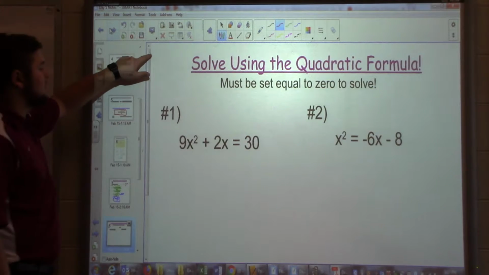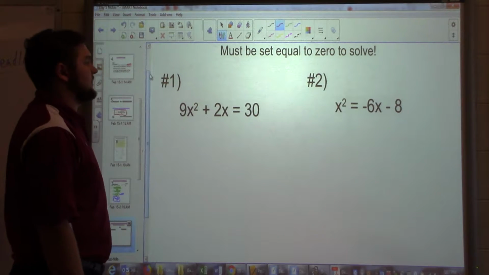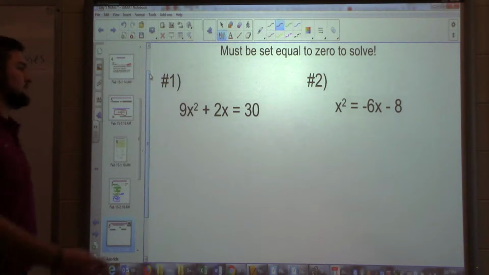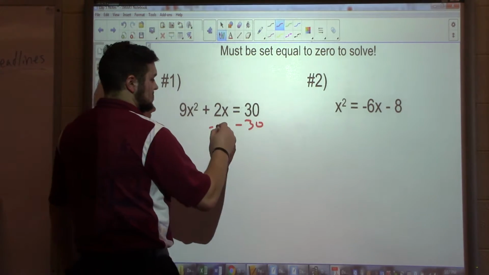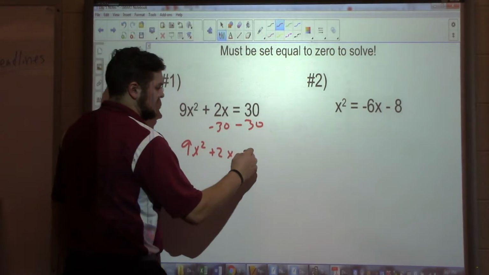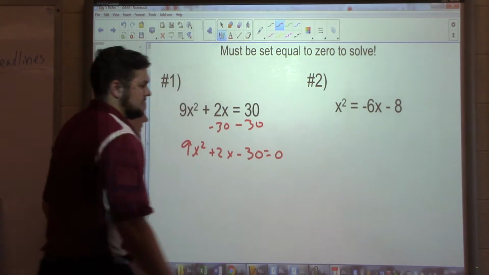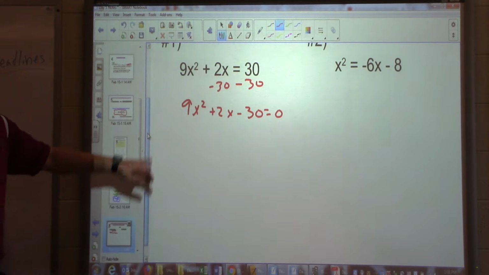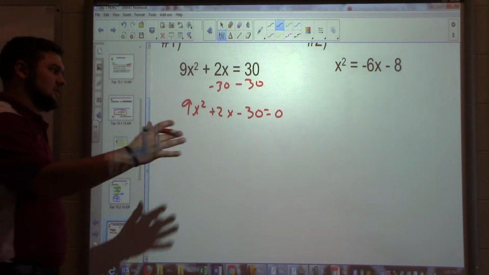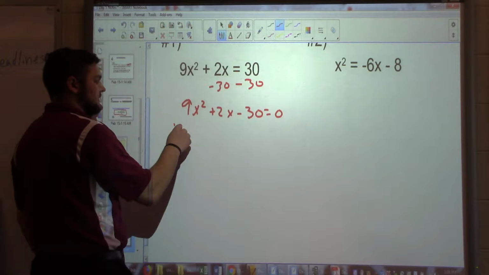Alright, the next one. 9x squared plus 2x equals 30. What do I have to do before I can use quadratic formula? Get it equal to 0, so subtract 30. 9x squared plus 2x minus 30 equals 0. If at any point you can factor it and you want to factor it and solve, you are more than welcome to. If you don't want to factor and you want to use quadratic formula, then use quadratic formula.